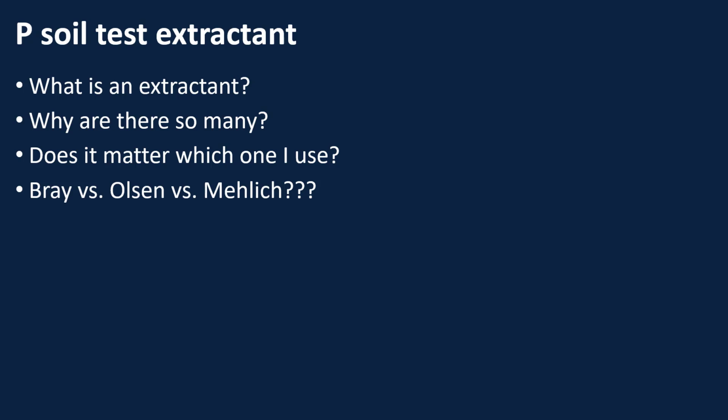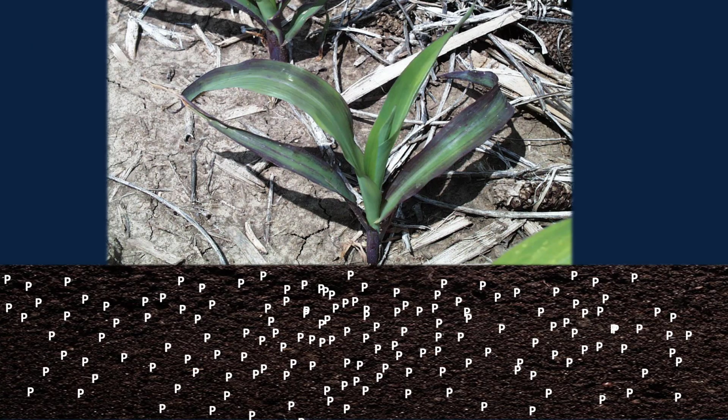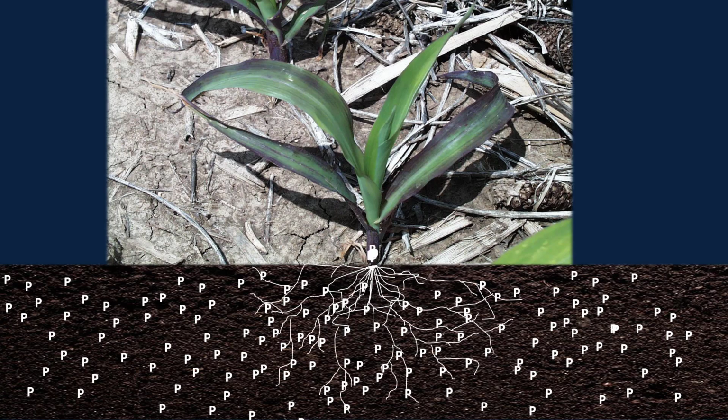Here is the outline we're going to look at with soil test phosphorus. We're going to look at what is an extractant, why are there so many, and does it matter which one I use. We have Bray, Olsen, Mehlich, and there are several others. What these extractants are doing, and why there are so many, is if we imagine a corn plant here and we have these bits of phosphorus in the soil, those plants will send out roots. And as those roots go out, they'll take in that phosphorus, and over time, as those roots continue, they'll continue to take up phosphorus.